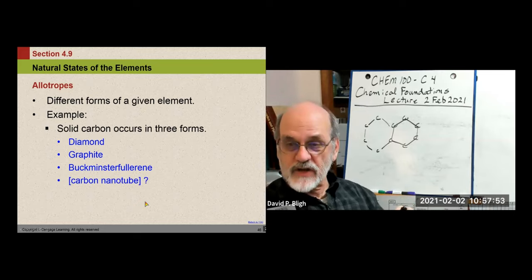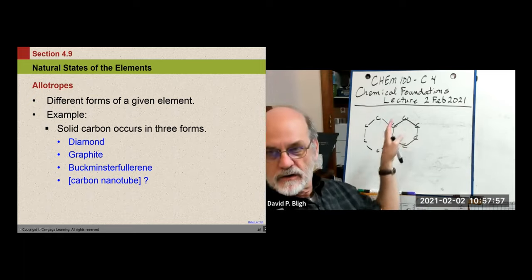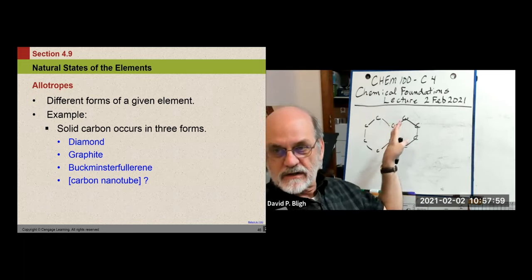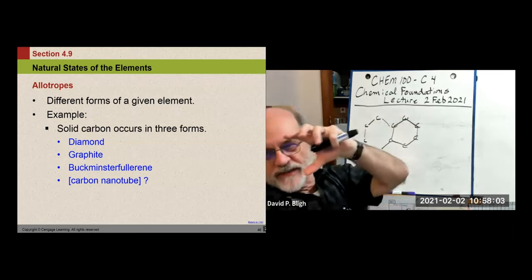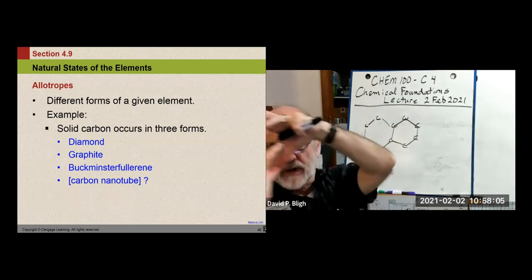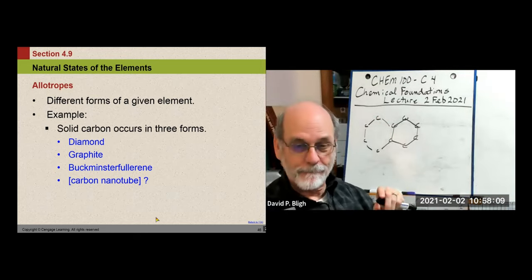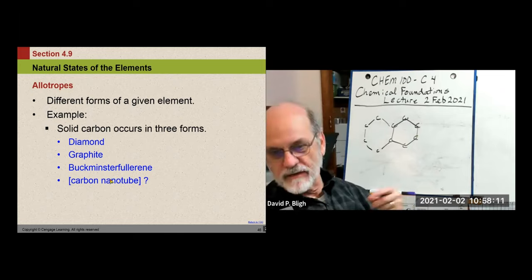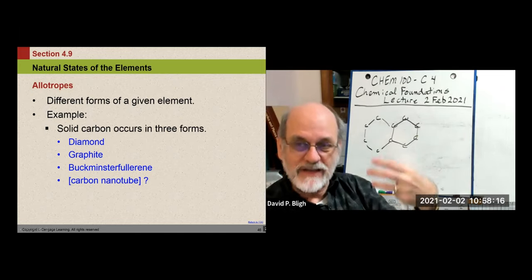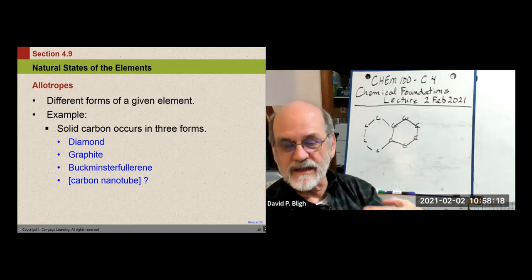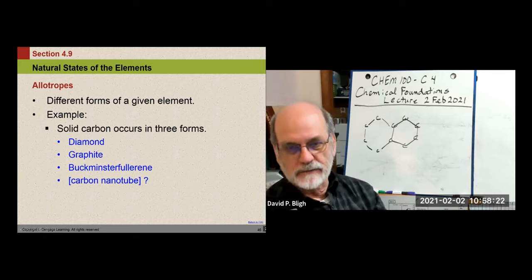More recently, we've discovered carbon nanotubes. So you get this hexagonal arrangement and bonding, but now it's open at this end and open at that end and forms a tube from one end to the other. Okay? And they're nanotubes because their measurement dimension is on the order of 10 to the minus 9th meters, the nanometer.